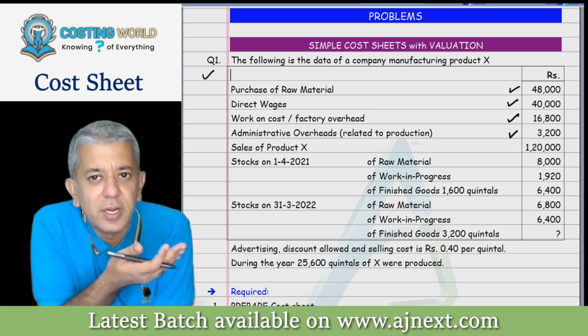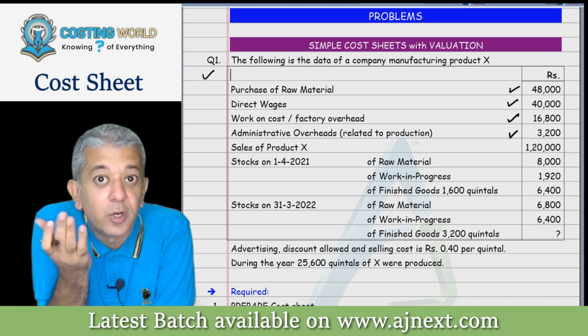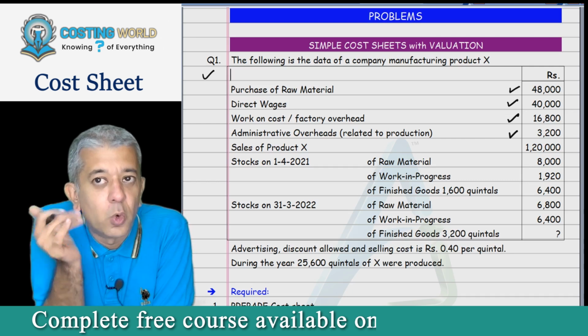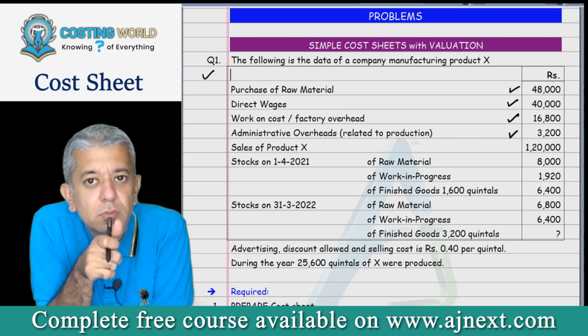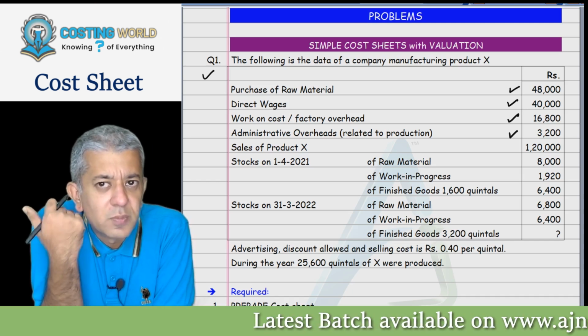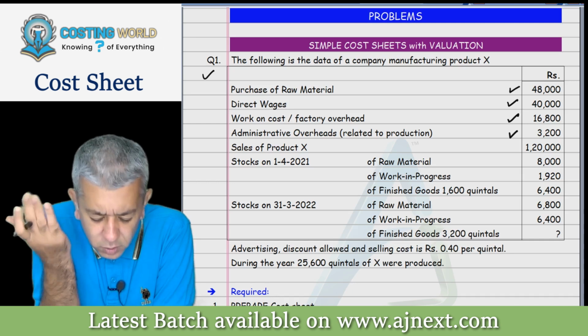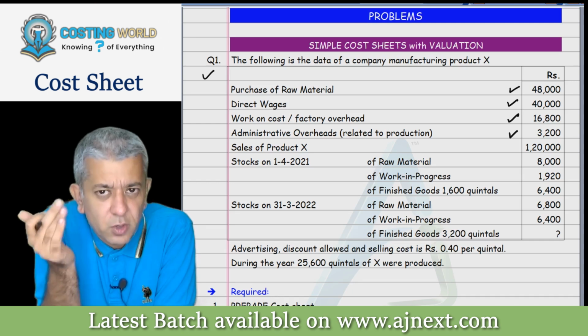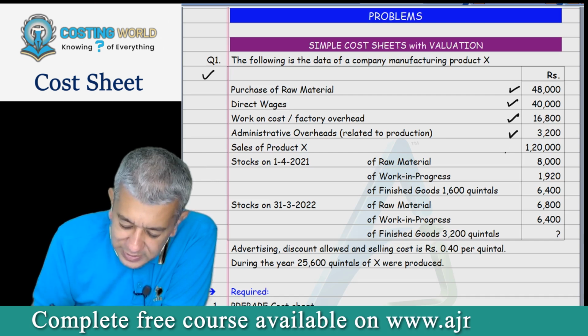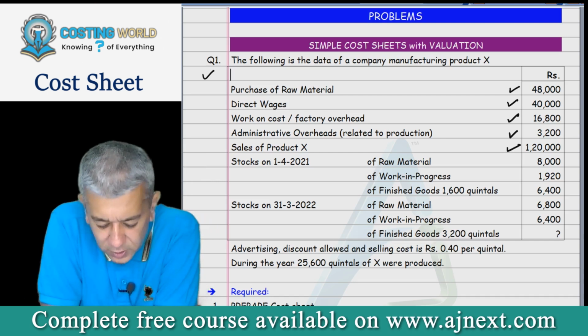Now tell me, we already discussed yesterday, does administration related to production come above cost of production or below cost of production? Administration overhead related to production comes above COP? Above, no? Okay, that comes below your factory cost. Okay, on the next line, further, then sales of product X, that is 1,20,000.